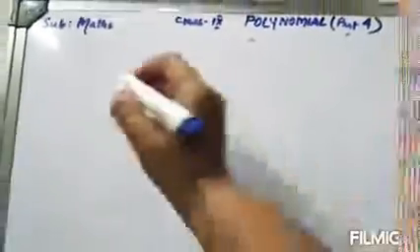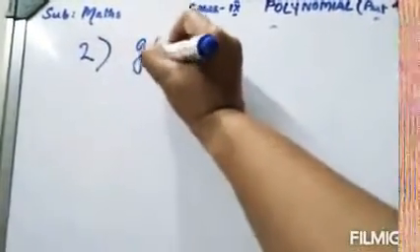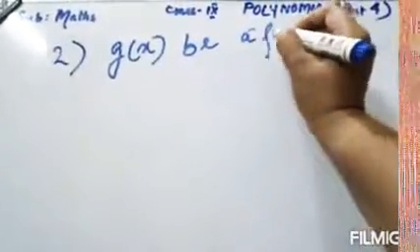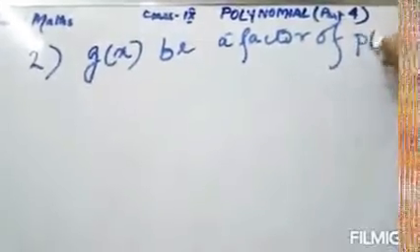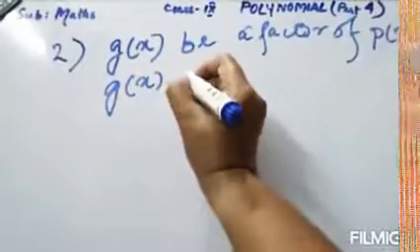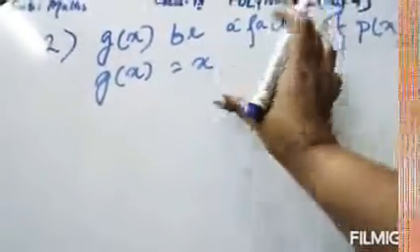Suppose a factor is given as gx be a factor of px, where gx is equal to x plus 1 or x minus 1, and px is what?